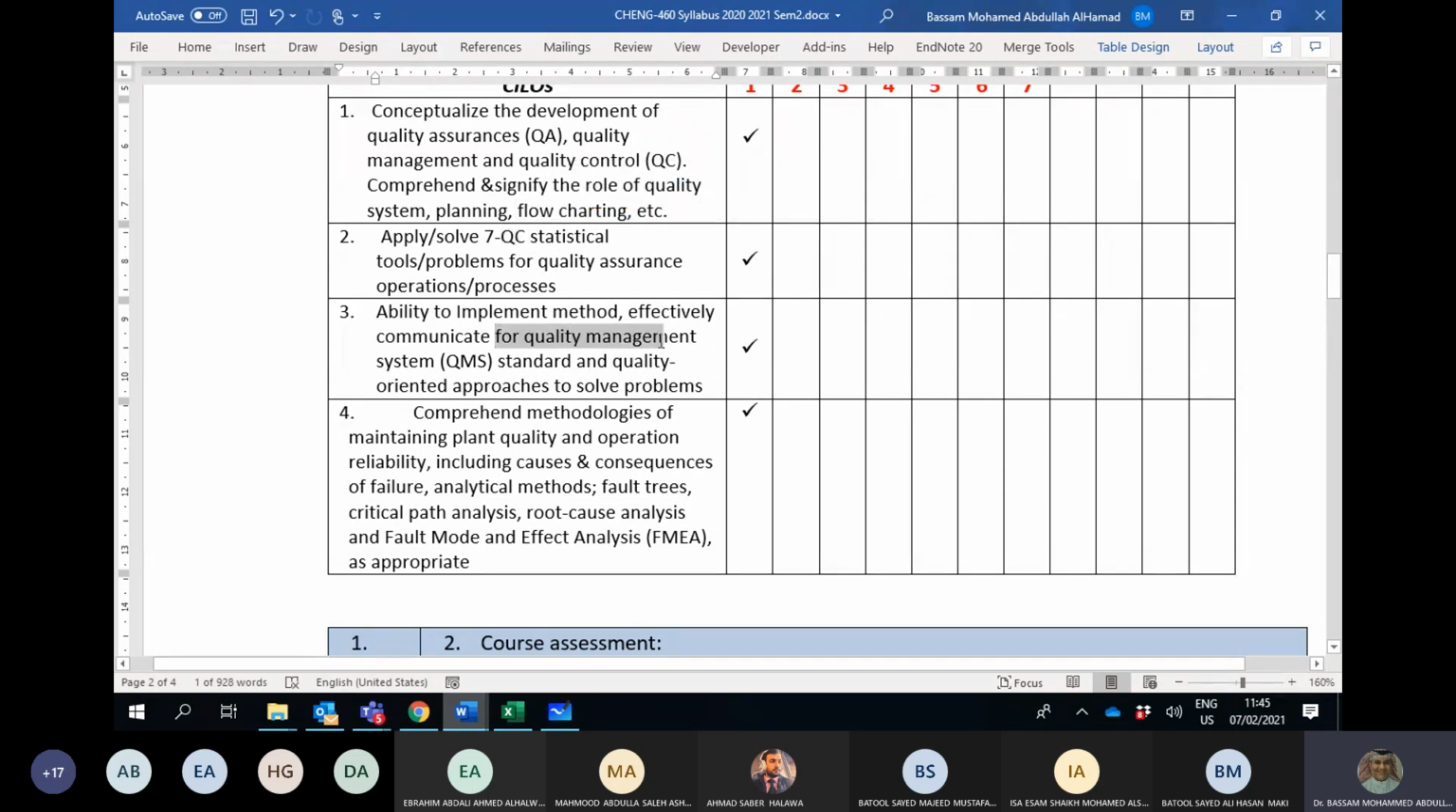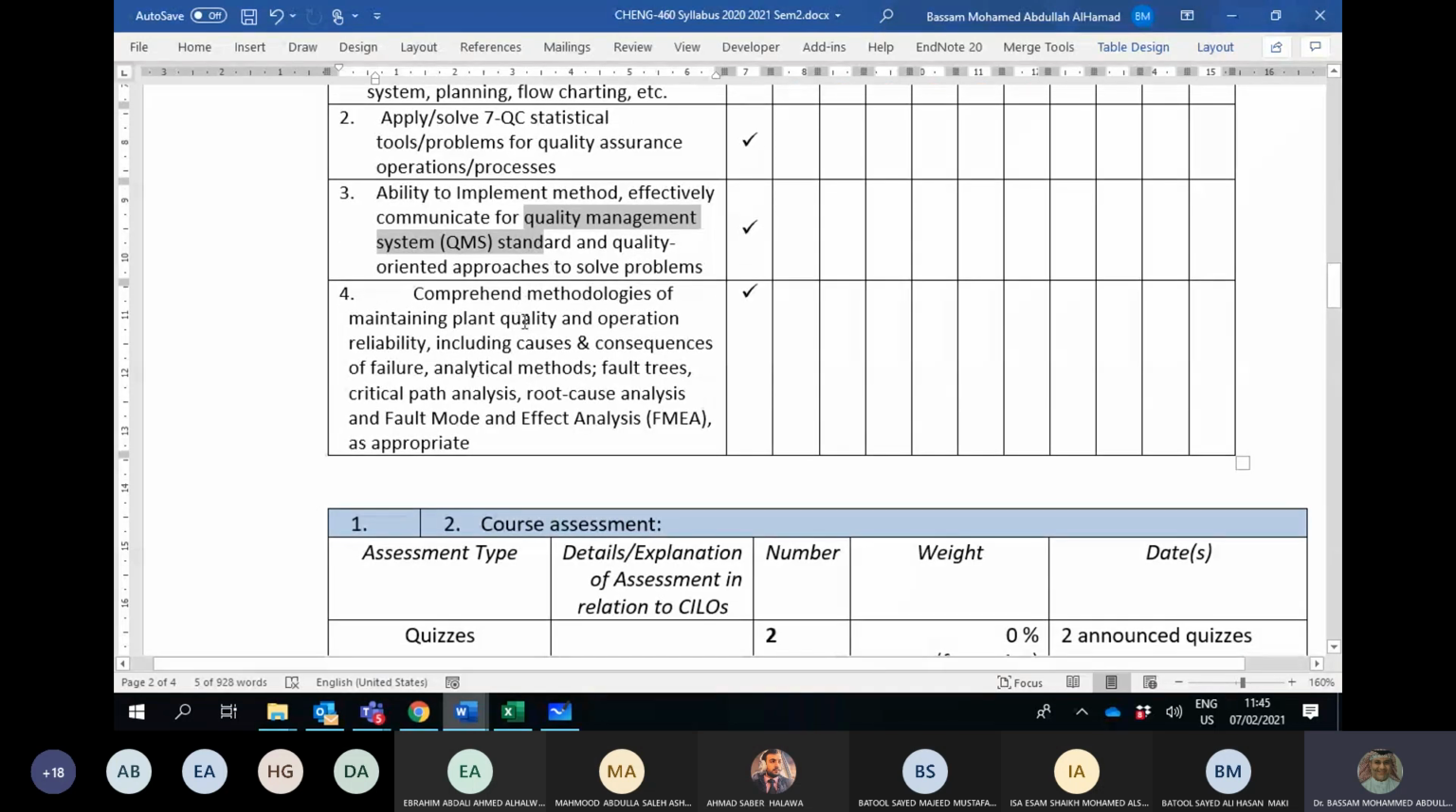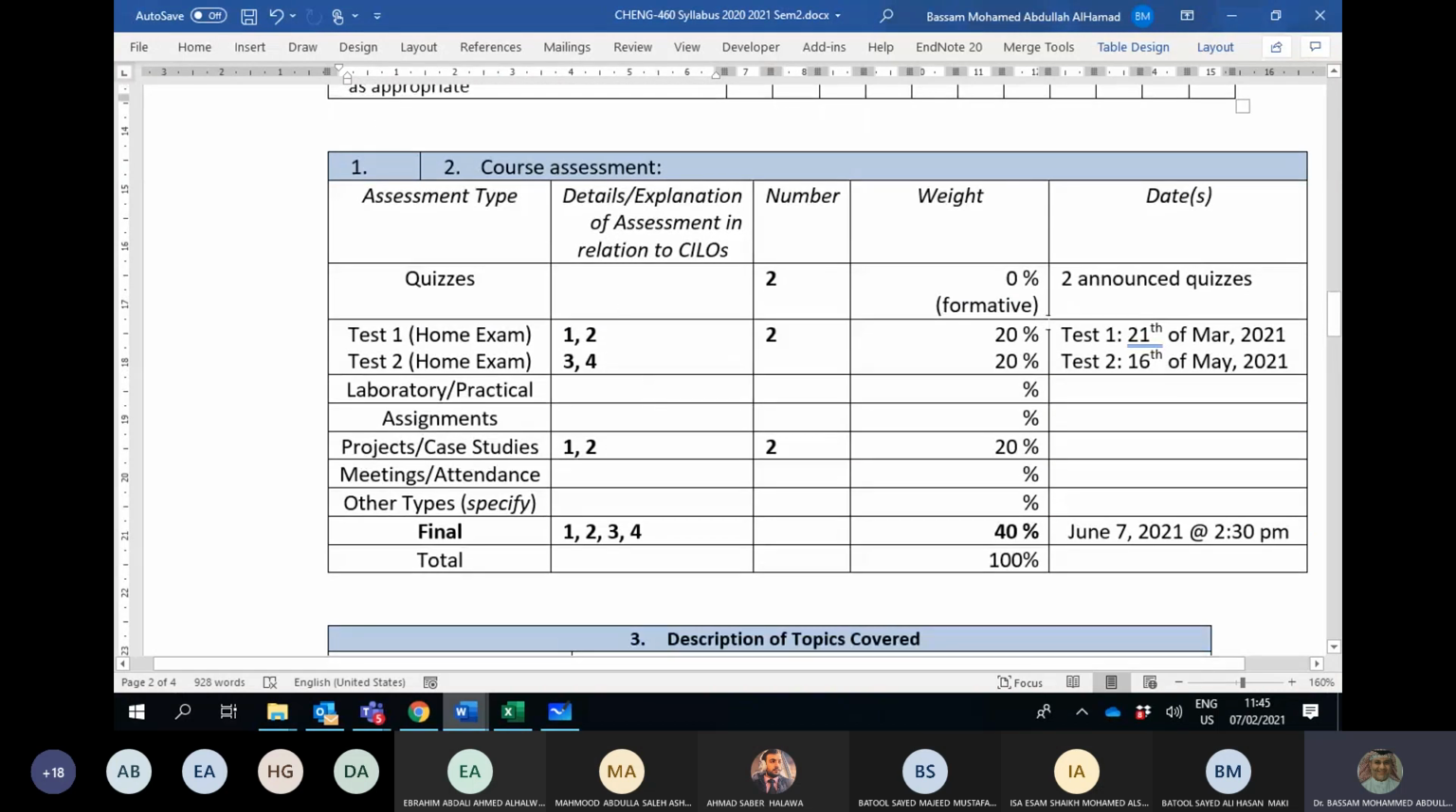Ability to implement and communicate a quality management system to solve problems. So we are going to study what is a quality management system, what is ISO, and the details of ISO. And then we are going to come to the reliability part, causes and consequences, failure, and root cause analysis methods.